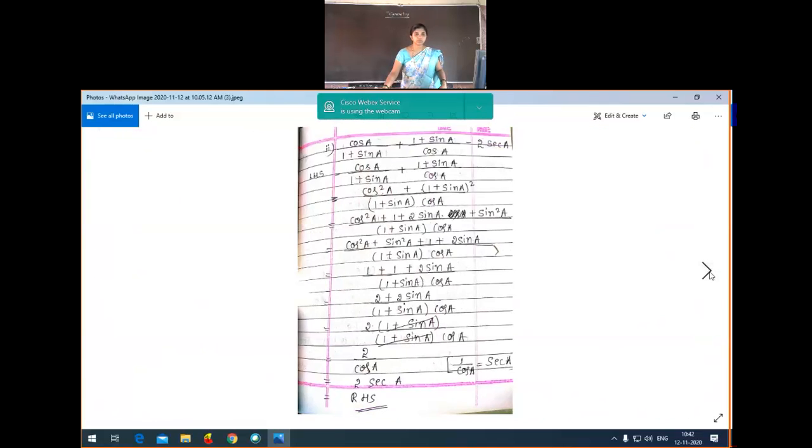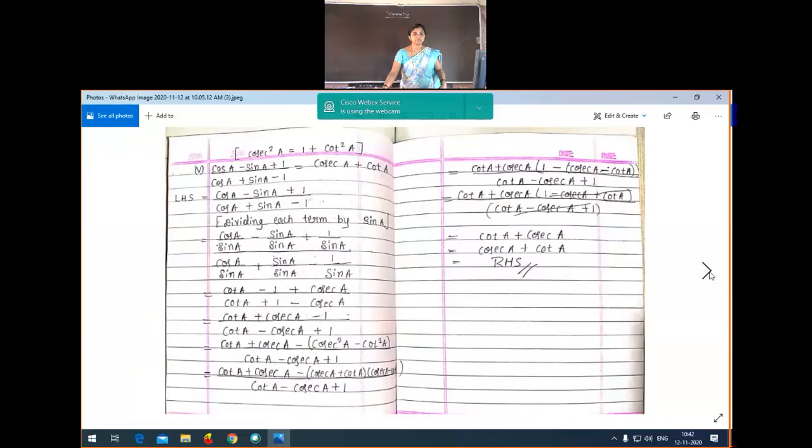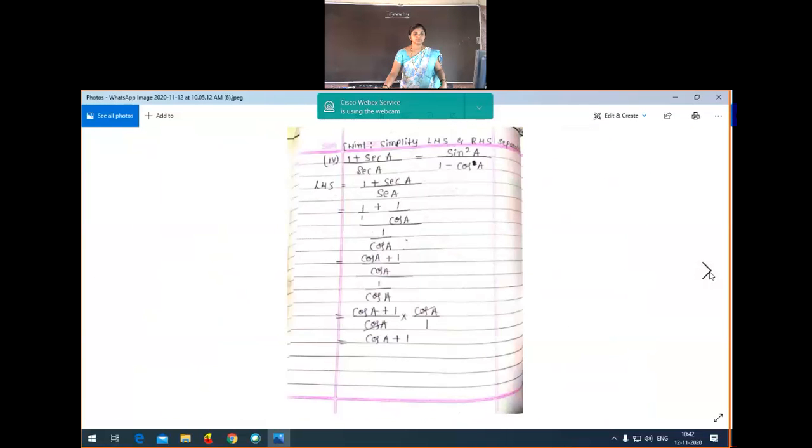So the fourth question is, yeah, here we have the fourth question. Fourth question is really a simple question actually. So let us read the fourth question first. 1 plus secant A divided by secant A is equal to sin square A divided by 1 minus cos A. This is cos A, okay. In the beginning I took square actually, so afterwards I got the idea that this is 1 minus cos A, okay.